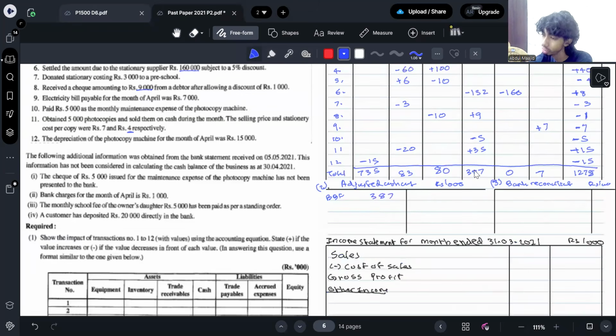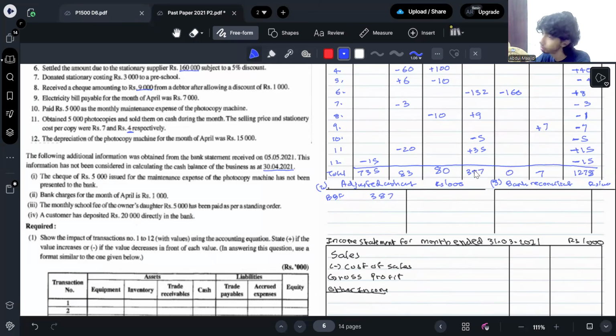So here they have given the following additional information obtained from the bank statement received on 5th of May 2021. This information has not been considered in calculating the cash balance of the business as at 30th of April 2021. The check of 5,000 issued for the maintenance expense of the photocopy machine has not been presented to the bank. That's a timing difference. It's a problem with the bank.